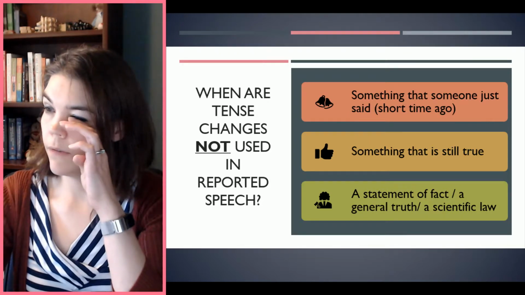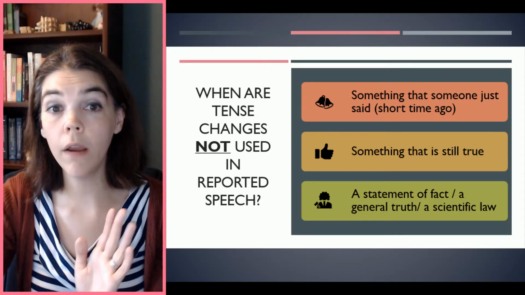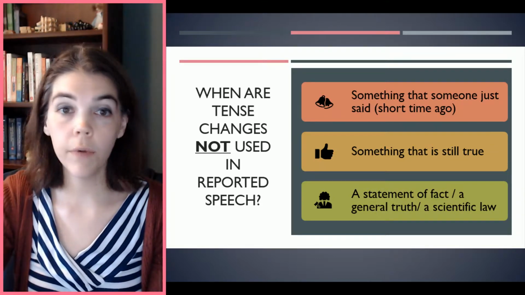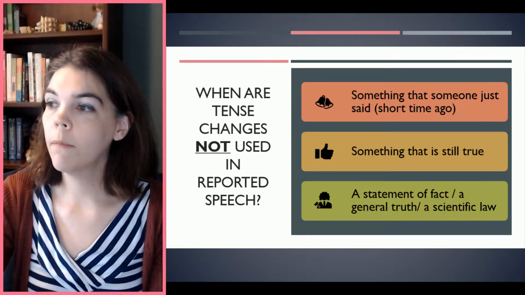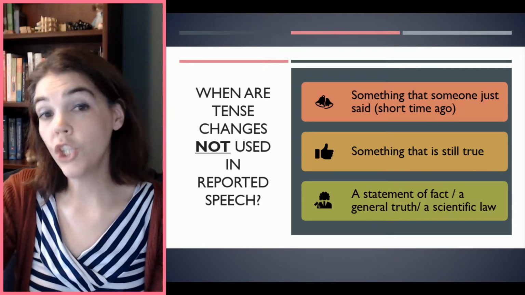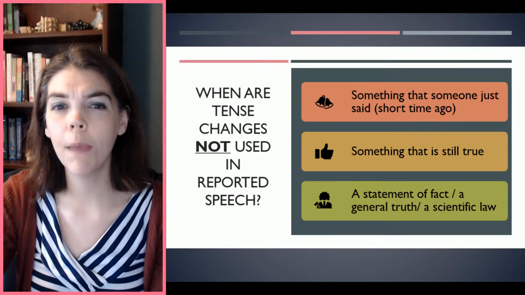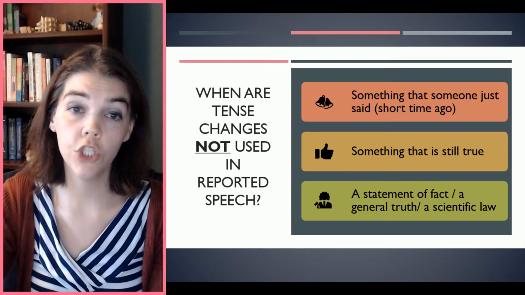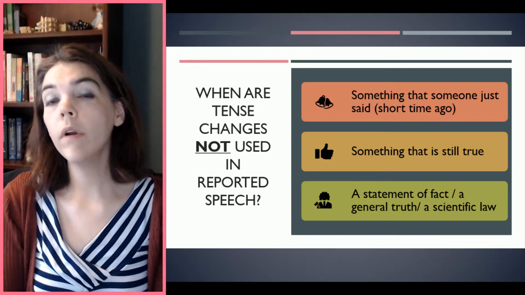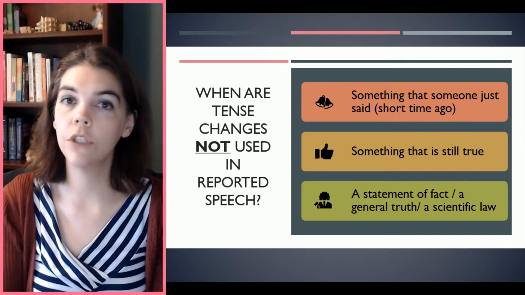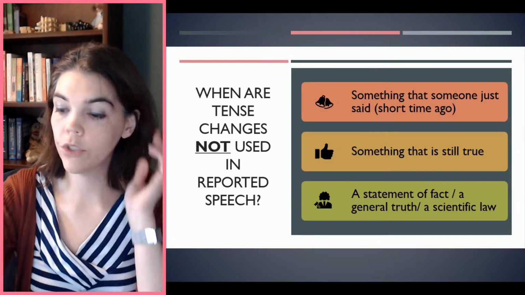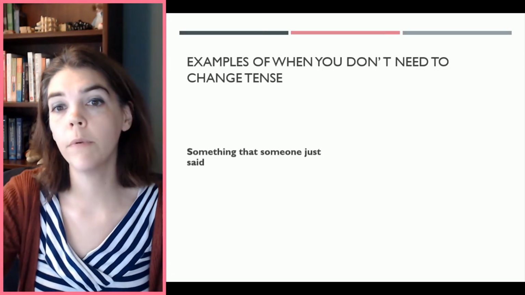All right. So when our tense change is not used in reported speech. There are three situations that could happen. Something that someone just said, maybe just like a short time ago. Maybe then we wouldn't need to change the verb tense. Something that's still true. Or it could be some statement of fact, a general truth, or some scientific law that doesn't change. So here are some examples.